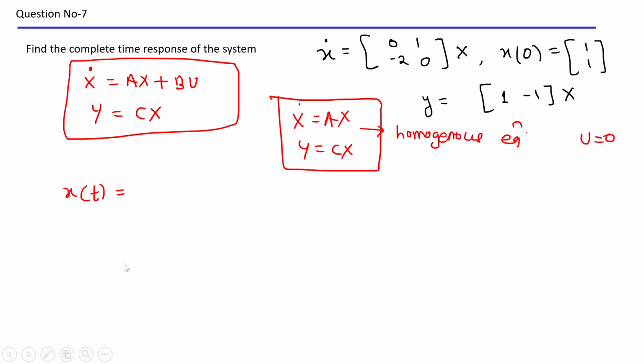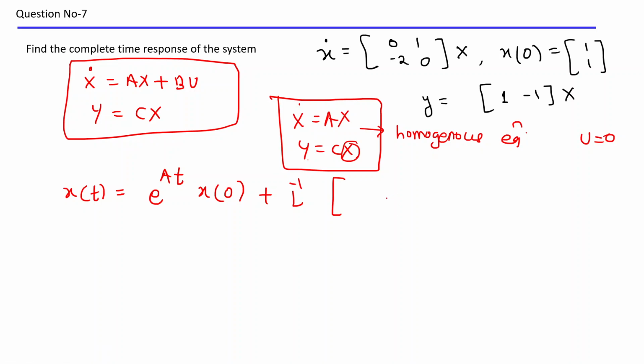So now how to find that? First of all, we have x dot equal to Ax and y equal to Cx. For finding out y, you need to know what x is, right? Because if you know x, then you can find y by multiplying Cx. So first we need to find out what x of t is. For that, x of t has the formula e to the power At into x of 0.